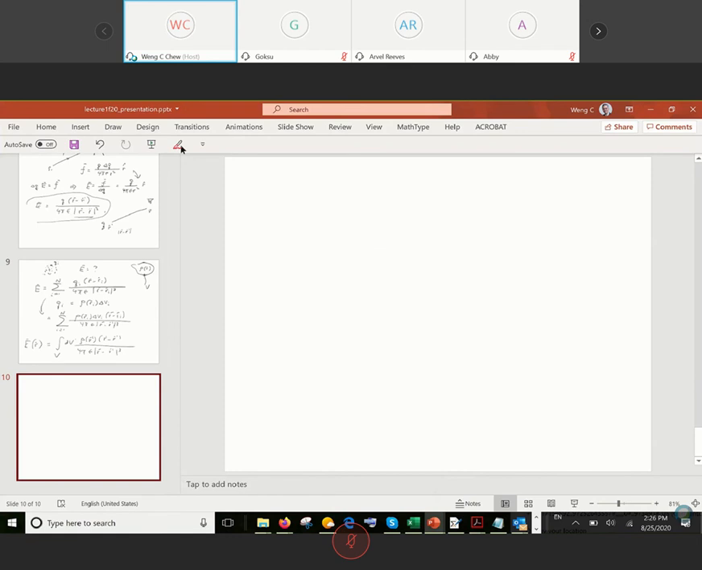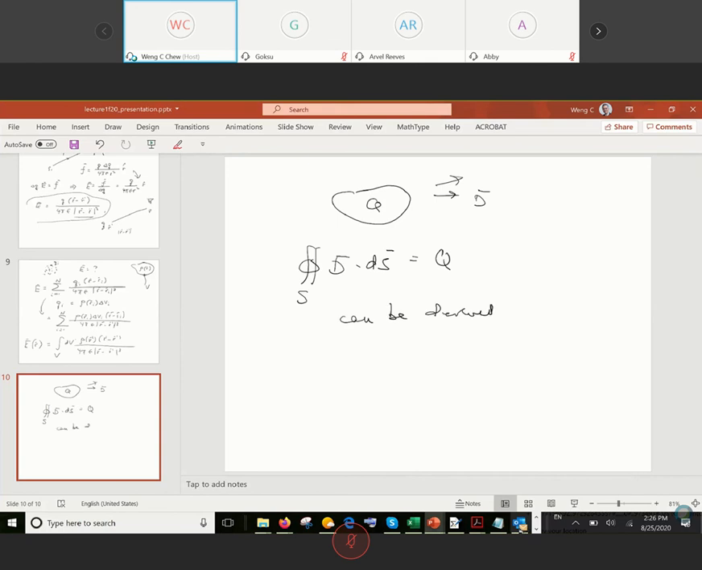Then there is Gauss's law, which states this differently. If you have some charge Q, this charge Q will produce electric flux as we said before, and if you integrate that electric flux, it equals Q inside the surface S. And this Gauss's law here can be derived from Coulomb's law.